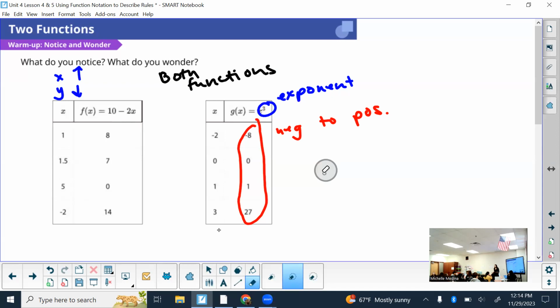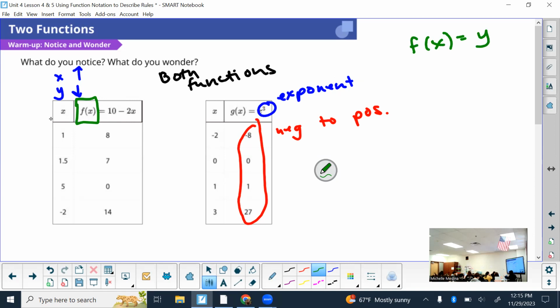And in both situations, they show you what they are doing. I don't know if anyone noticed that, but they are showing you what they're doing to go from the input to the output. And what do we call it when it's in this format? F of x. Function notation. Good. So function notation, we learned that yesterday. F of x equals y.